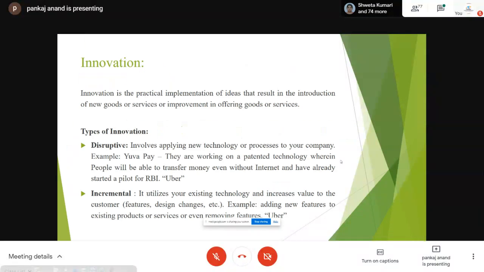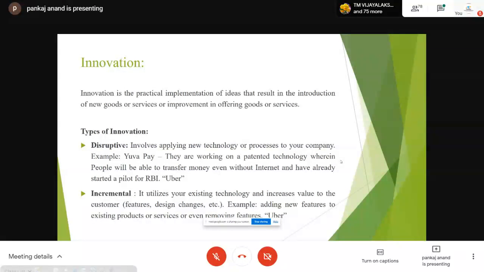Let's start with a very basic thing. What is an innovation? Innovation is something very practically implementing any idea, and that results in the introduction of any kind of new goods or a service, or at least an improvement in the offering that is currently being done. Many people have categorized innovation in different manners, but majorly it's been categorized into two ways: disruptive and incremental. Let's discuss this in a bit.